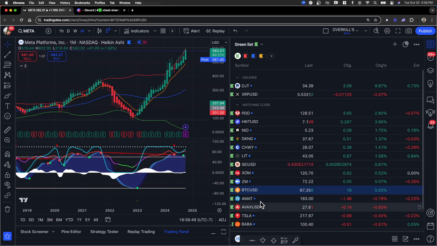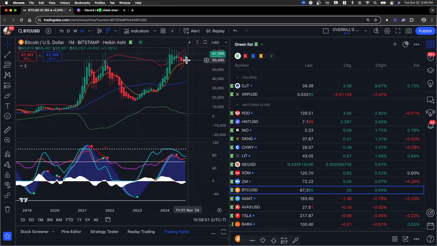So as long as we are green, you either got a green candle or a green dot. Green dots are better than a green candle, but I look at them as the same.